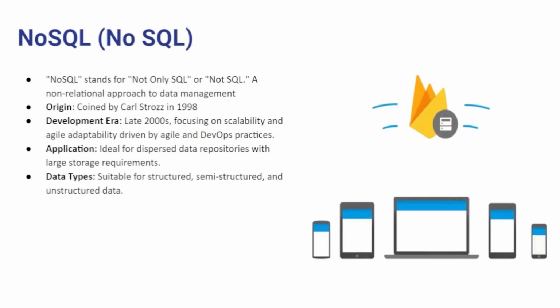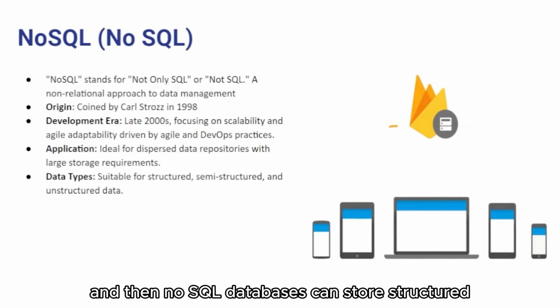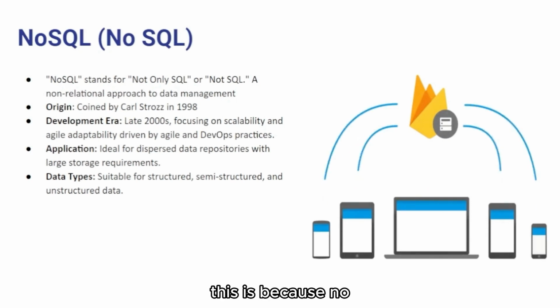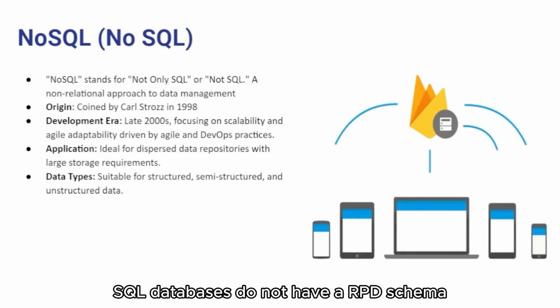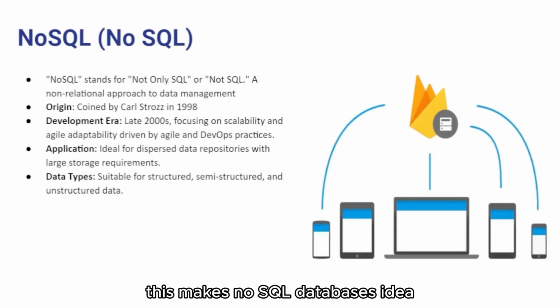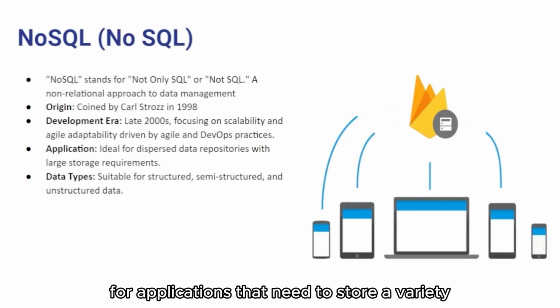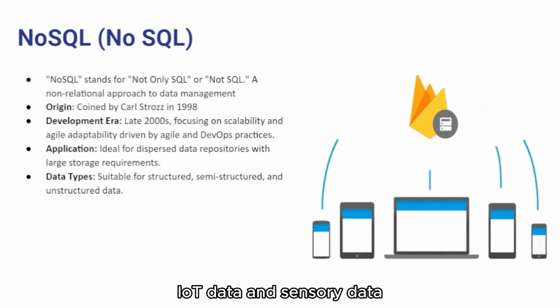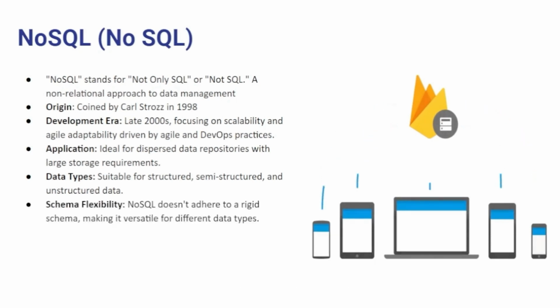And then NoSQL databases can store structured, semi-structured, and unstructured data. This is because NoSQL databases do not have a rigid schema, which means that they can store data in any format. This makes NoSQL databases ideal for applications that need to store a variety of different data types, like social media data, IoT data, and sensor data.